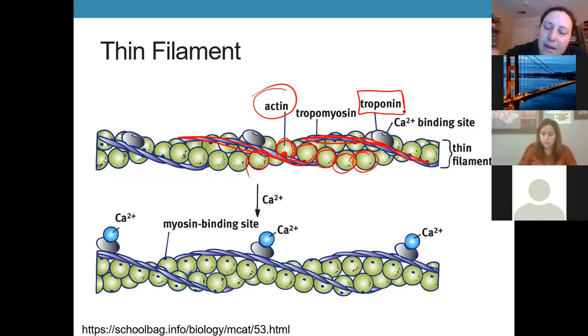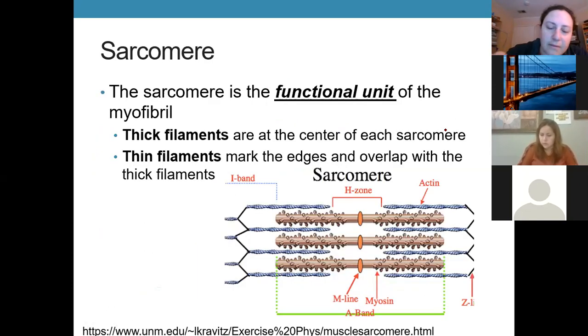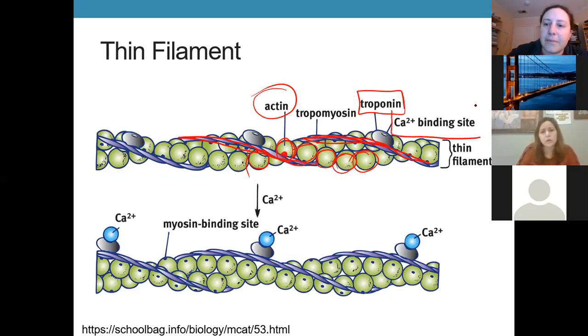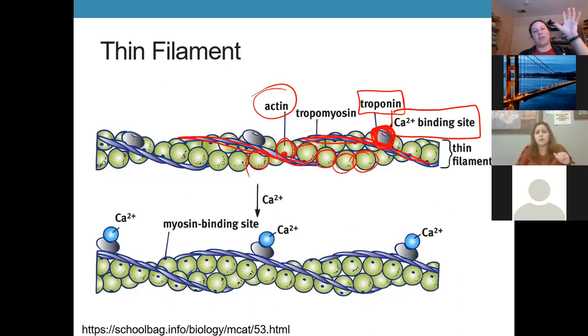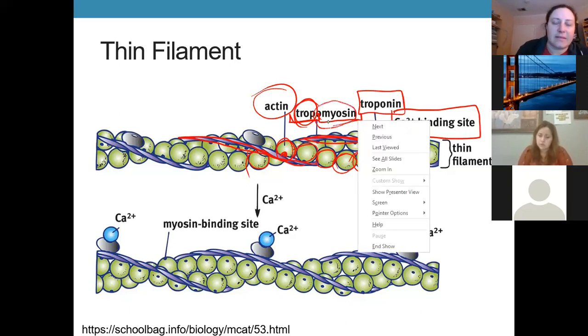Troponin actually has a binding site for calcium. When there's no calcium, this is the state: troponin is positioned so that tropomyosin covers the myosin binding sites on actin. That's how I like to think about it, and why tropomyosin is named that. The troponin is controlling it, and it's covering the myosin binding sites.